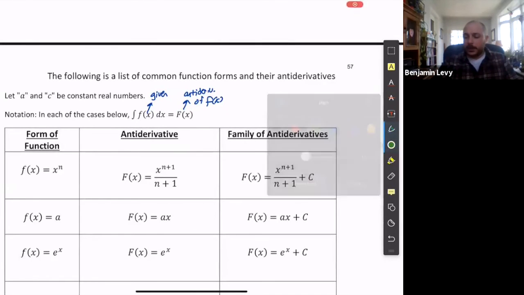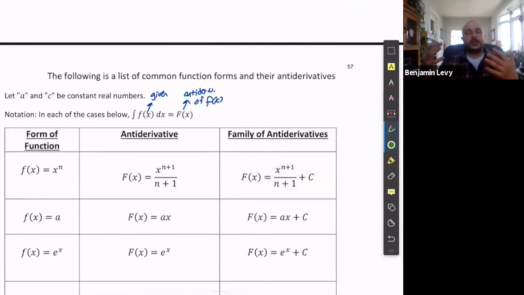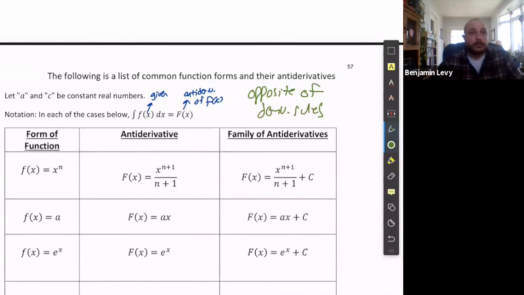And the nice thing about this is, it's like, oh, a bunch of things we need to memorize. How are we going to do this again? I already memorized all these other things. All these rules are just the opposite of the derivative rules. So we already know them, right?